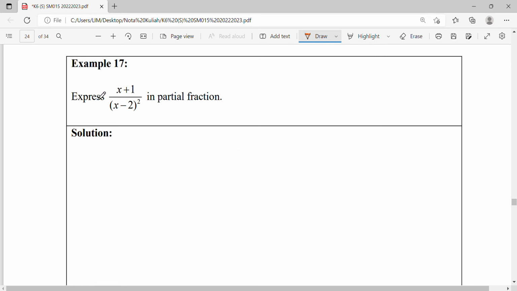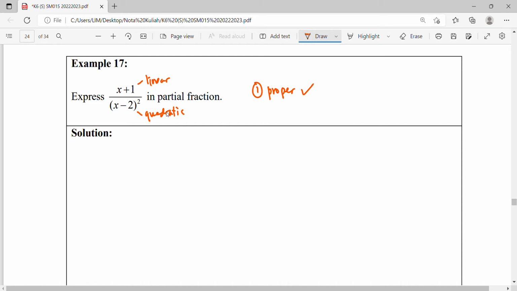In this example, we're going to express (x + 1) over (x - 2) squared in partial fractions. For the first step in doing partial fractions, we have to make sure the fraction given here is proper. So let's see, the numerator here is linear. If we expand the denominator, we can notice that this is a square, so it is quadratic. Linear is smaller than quadratic in terms of power, which means the fraction given is proper.